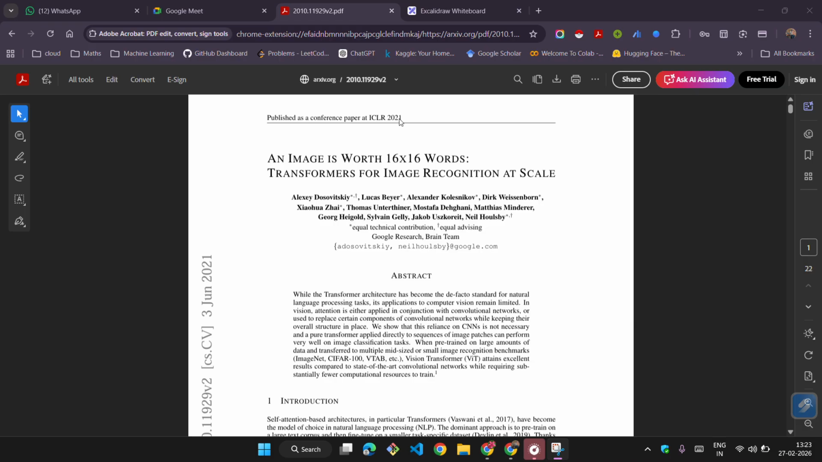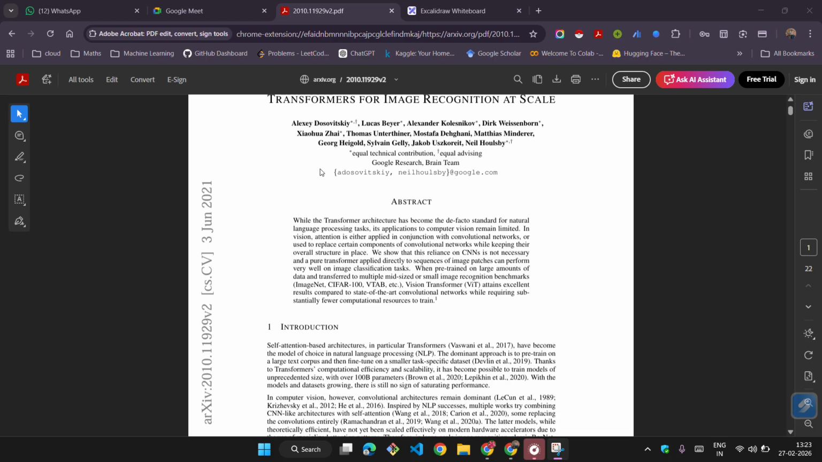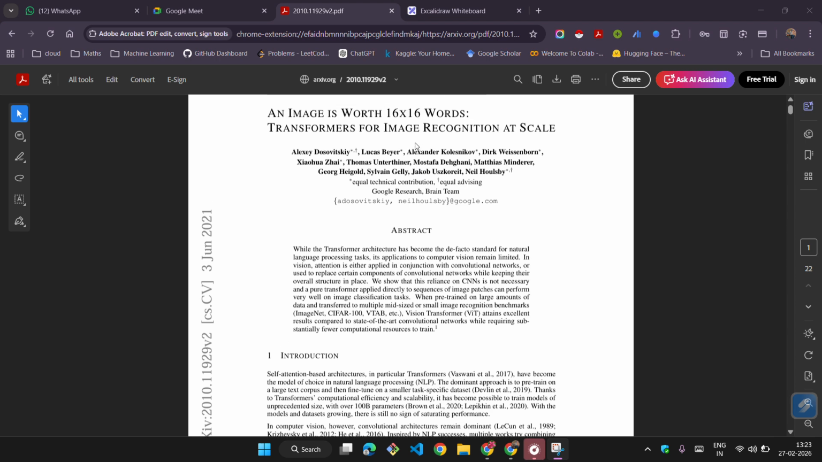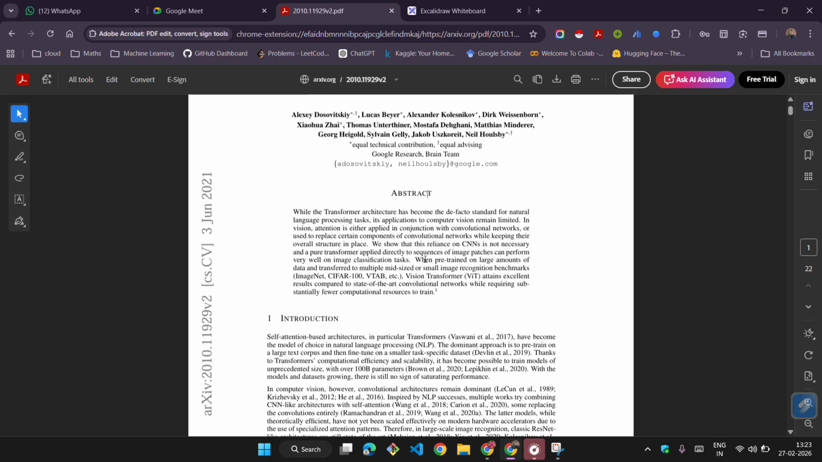So let's start. Before reading the whole paper, I just read the abstract, introduction and conclusion, and then I get an overall understanding of what this paper is basically about. An Image Is Worth 16x16 Words: Transformers for Image Recognition at Scale. While the transformer architecture has been the de facto standard in natural language processing tasks, its application to computer vision remains limited.